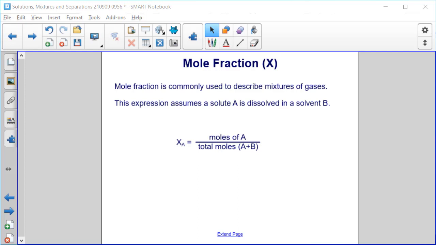Finally, let's talk about mole fraction, represented by the letter X. Mole fraction is commonly used to describe mixtures of gases. This expression assumes that solute A is dissolved in solvent B. So when we're finding the mole fraction of A, we will take the moles of A, that is moles of solute, divided by total moles. So moles of solute divided by total moles.